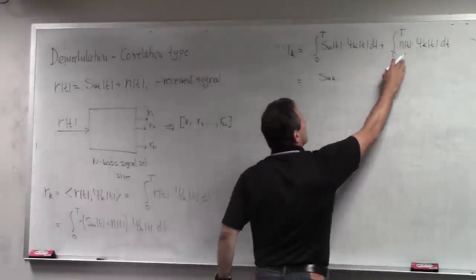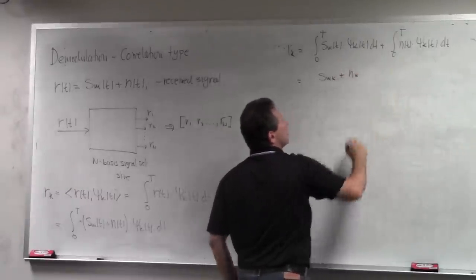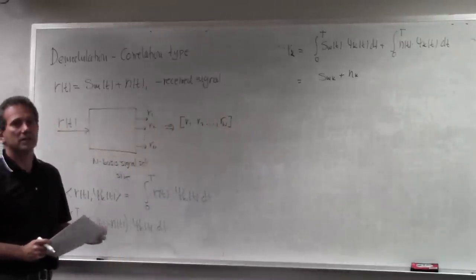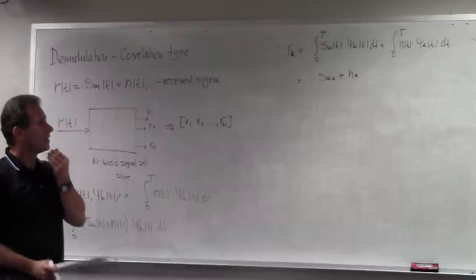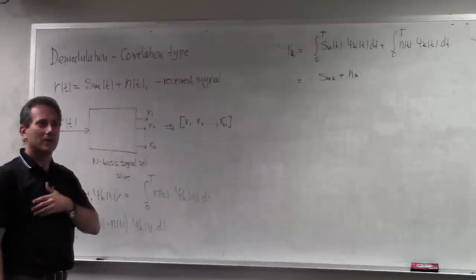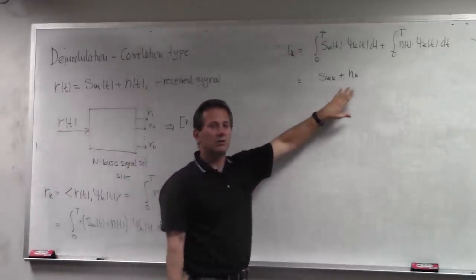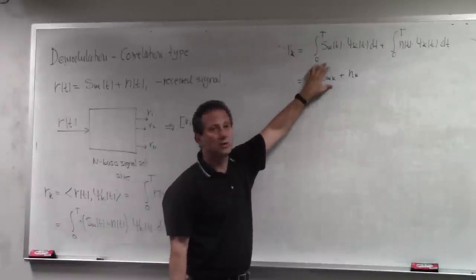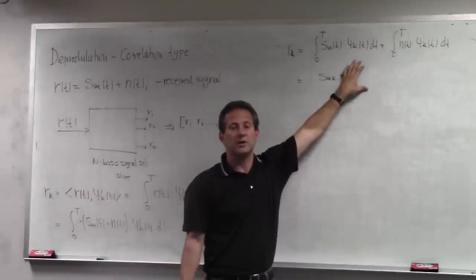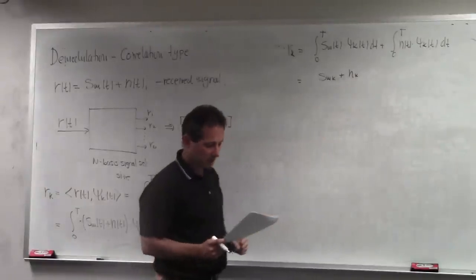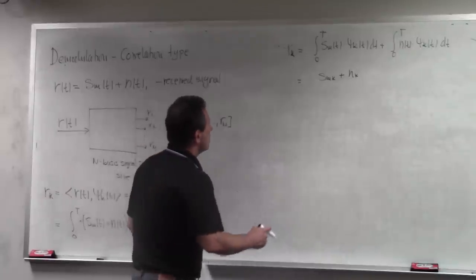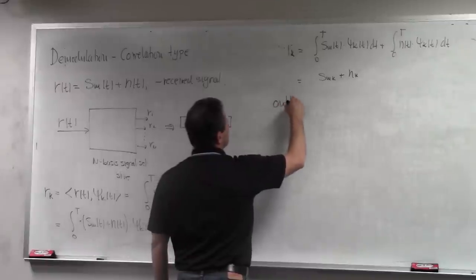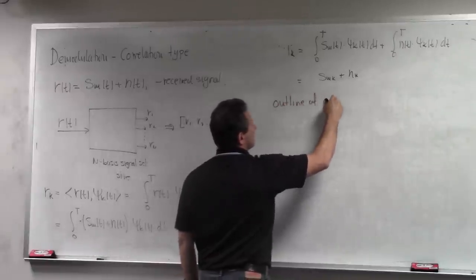And now what is this part? This is my n_k, which is the projection of the noise along the basis signal psi_k(t). Since the noise is additive, I get a superposition, an addition in the coordinate space as well, where my coordinate r_k is whatever the coordinate originally was plus some random perturbation along that particular axis. So what would my correlation receiver look like? So, an outline of the correlation receiver.